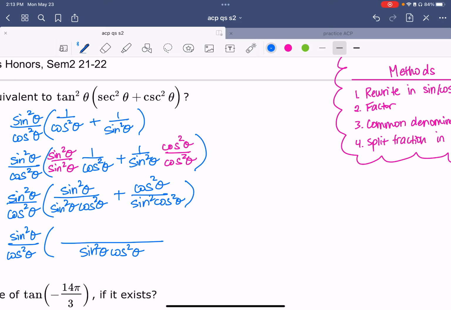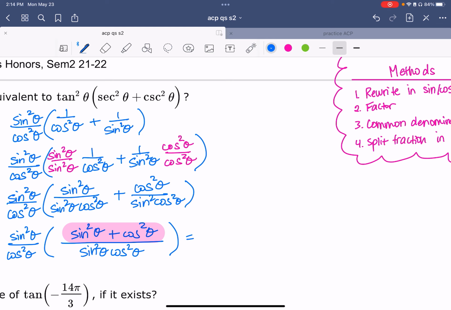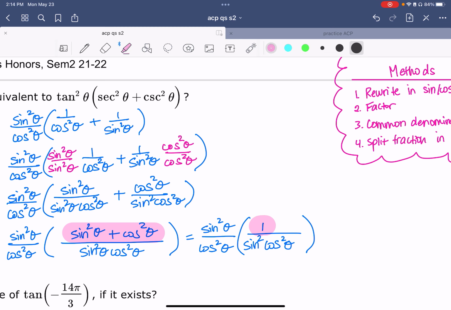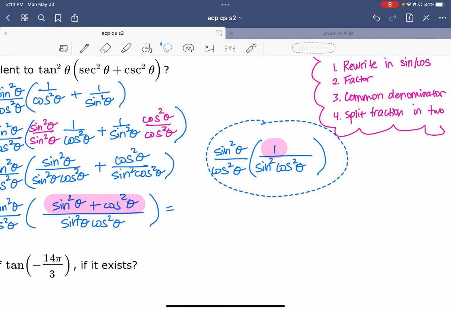Now that they're one fraction, we're going to add the numerators. So sine squared theta plus cosine squared theta. Now you might recognize this as a Pythagorean identity: sine squared plus cosine squared equals 1. So I'm going to rewrite all of this. One over sine squared cosine squared. Again, it's 1 because of the trig identity. Okay, let me move this around. I'm not going to have enough space.